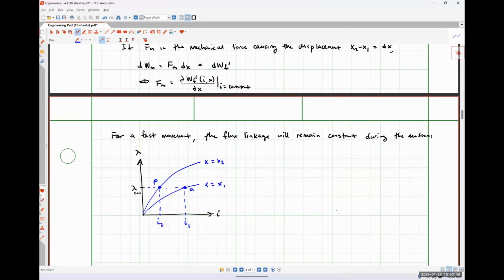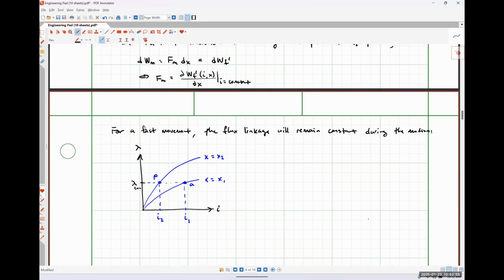Okay. So let's make some observations about this particular situation. I think that the electrical input energy didn't change.